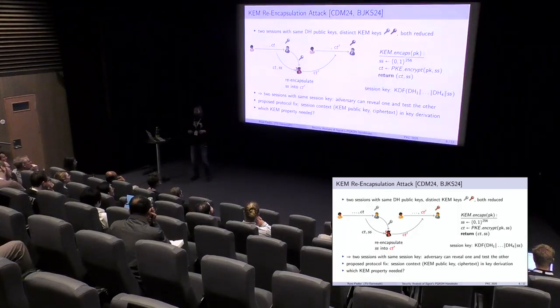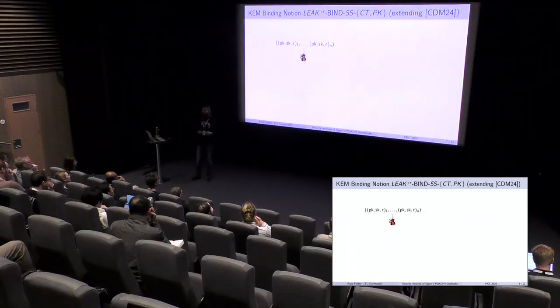However, we are not trying to fix the protocol, we're trying to analyze PQXDH as is, so we need to figure out what is the property that we need of the KEM to prevent this type of attack. And we need a type of binding property here, which was introduced by Kremers et al. And there's a couple of them, and I'll contextualize this in a minute.